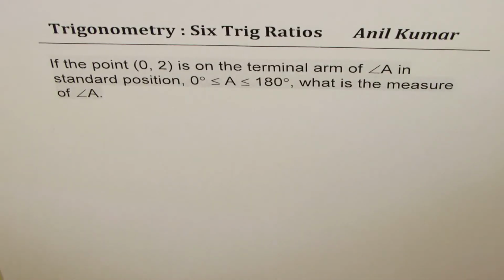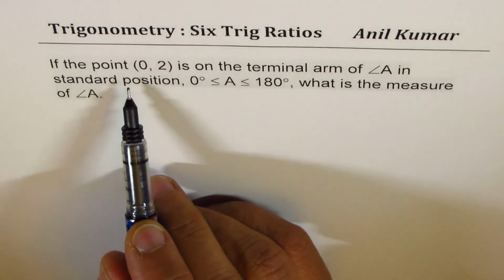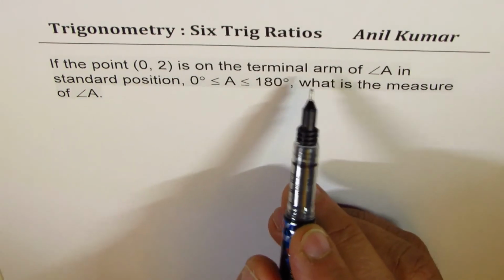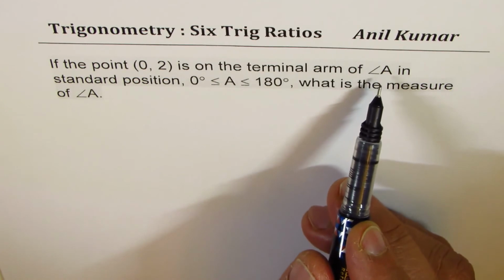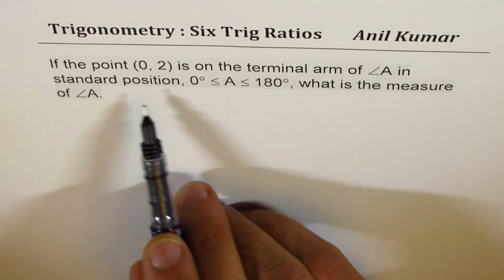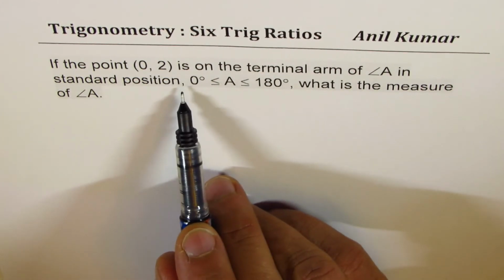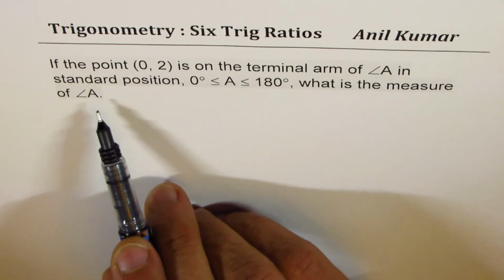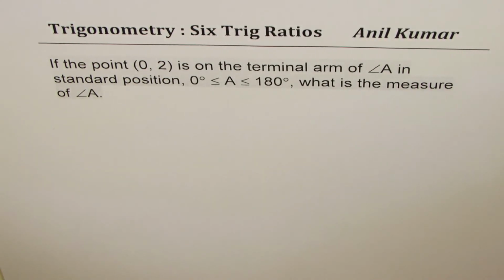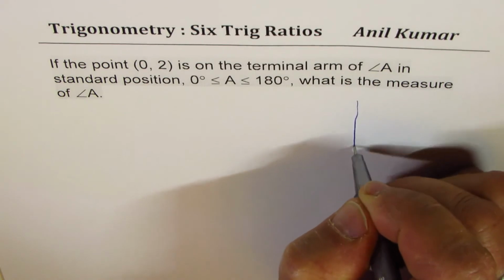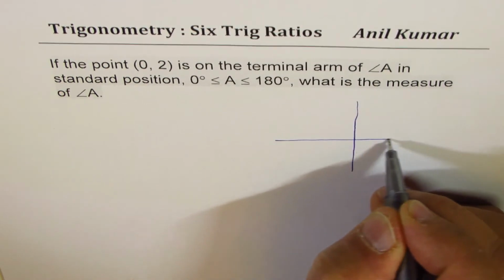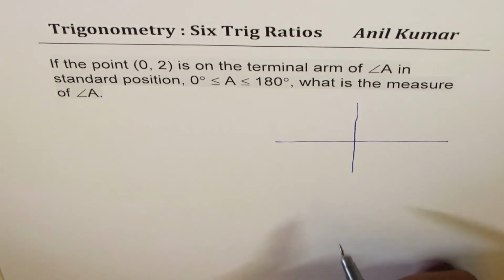So let's take the last question in this particular set. It says, if the point 0, 2 is on a terminal arm of angle A in standard position and A is between 0 to 180, what is the measure of angle A? Now this is a thinking question. Think about it. Try to answer this question and then look into my video.